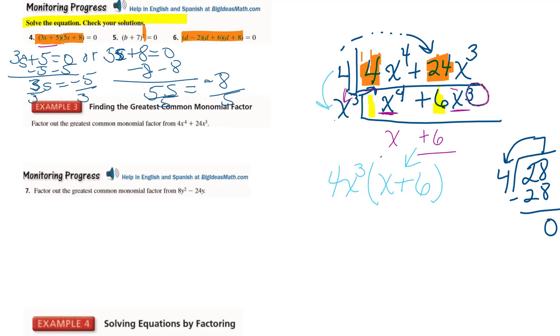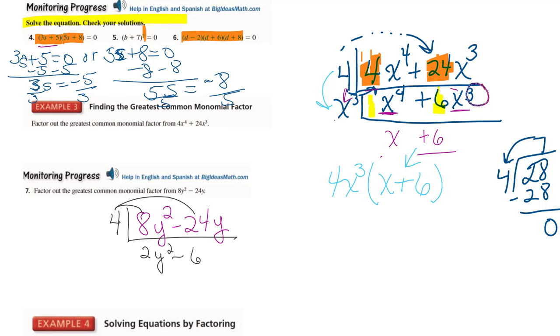So let me do example number 7 here real quick so you guys can see how this can work. So I have 8y squared minus 24y. Now, as I said, let's say you didn't see the greatest common factor. So let me put my division thing, and let's say I saw the 24. I'm like, oh, I know 4 works, so I do the 4. So I'm going to divide the 4 into 8, and I get 2y squared. And I divide the 4 into the 24, and I get the minus 6y.